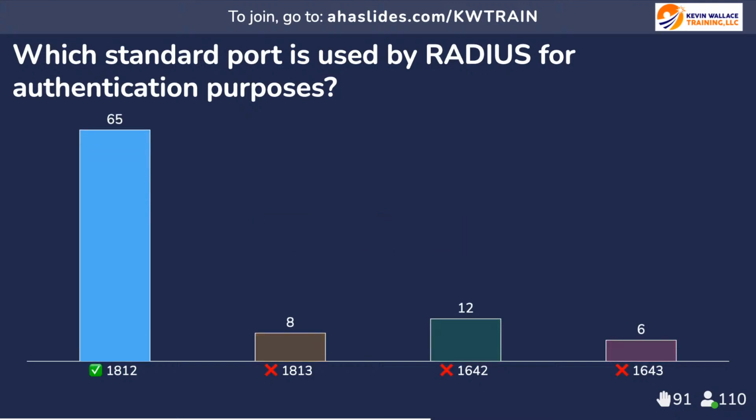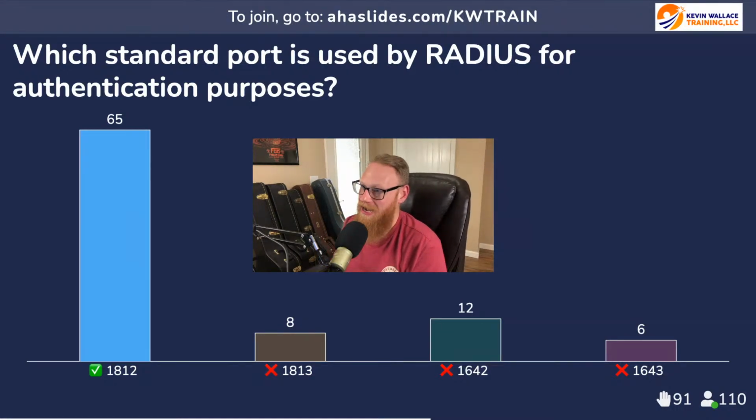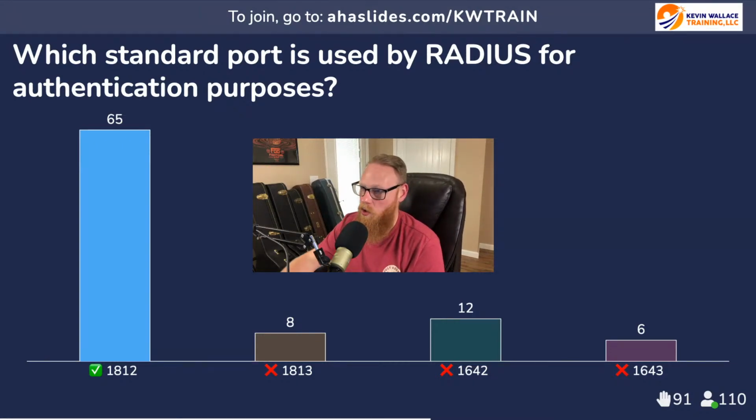And time is up. The majority has it. It is indeed port 1812. Radius uses port 1812 for authentication. Port 1813 is used, but that is used for accounting. So some Radius servers, by the way, will also use 1645 and 1646. So you want to verify your server configuration if you're ever configuring Radius in a network. So it is possible to change those values, by the way, within Cisco IOS.